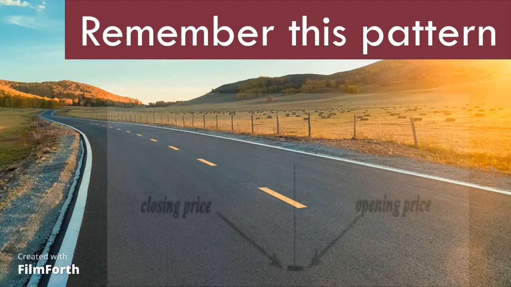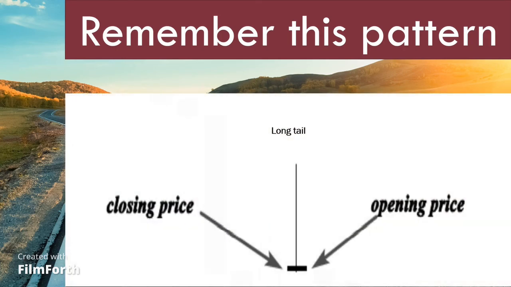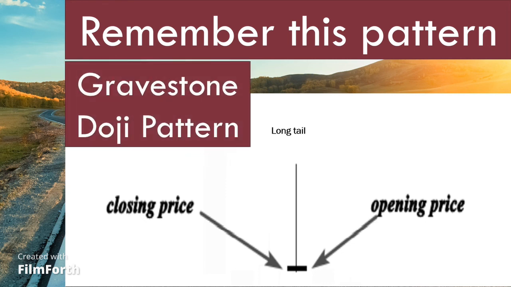So please remember this pattern. It's a very simple pattern, the opposite shape of a T. The T chart was named Dragonfly Doji, and this one is named the Gravestone Doji pattern. So it's still the Doji family, but that was the Dragonfly Doji, and the previous one was the Doji pattern, and this one is the Gravestone Doji pattern.